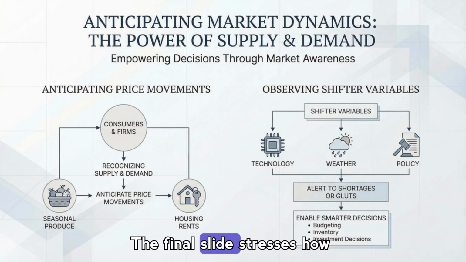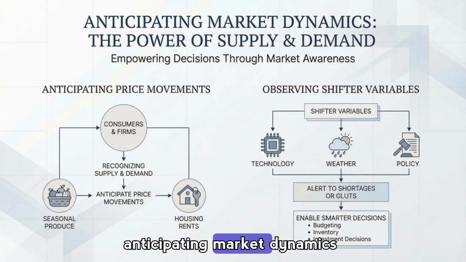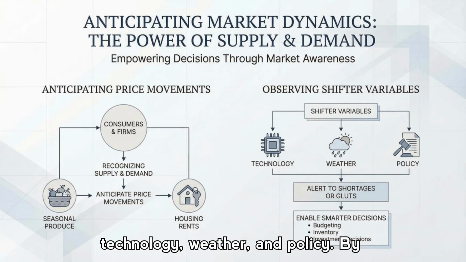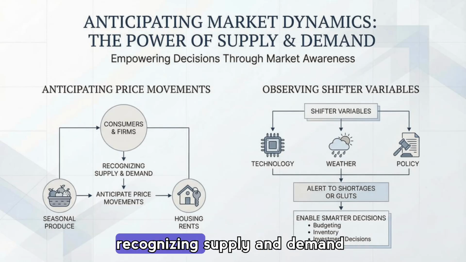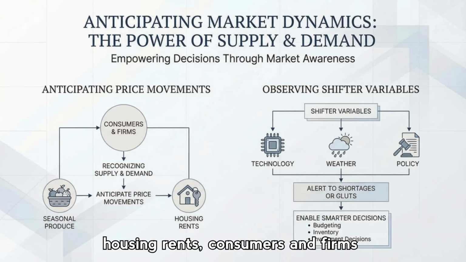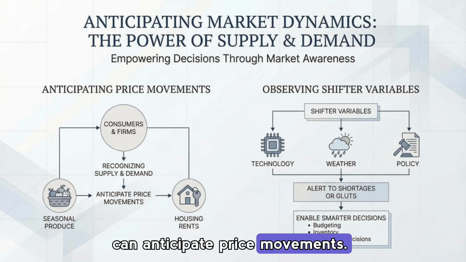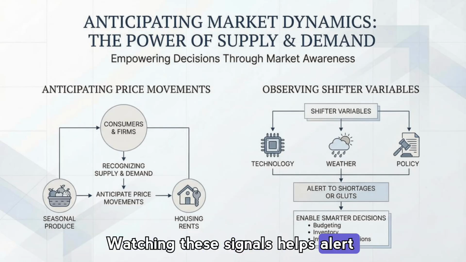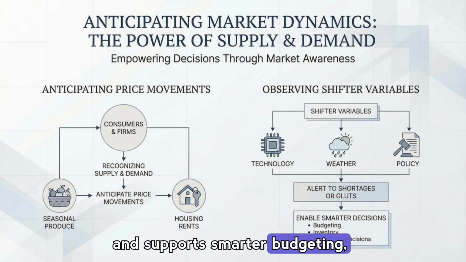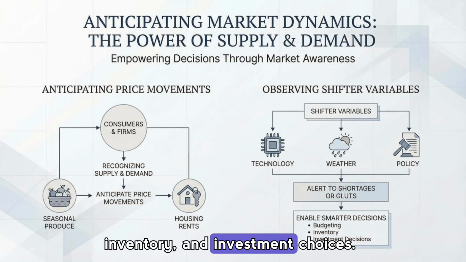The final slide stresses how anticipating market dynamics improves decision-making by monitoring shifter variables like technology, weather, and policy. By recognizing supply and demand patterns in seasonal goods or housing rents, consumers and firms can anticipate price movements. Watching these signals helps alert you to potential shortages or gluts and supports smarter budgeting, inventory, and investment choices.